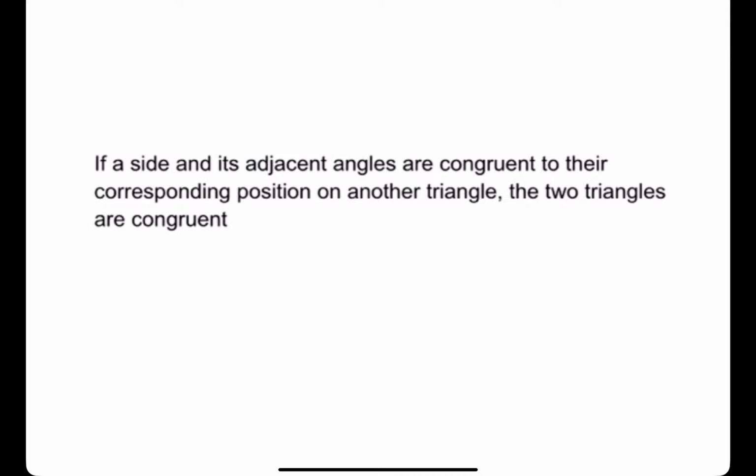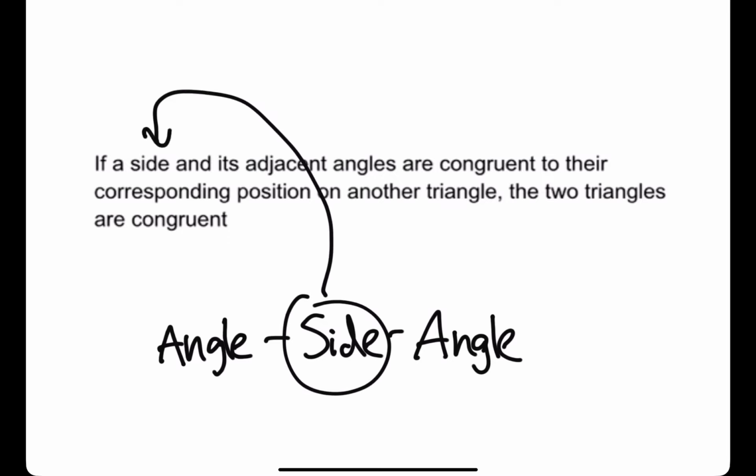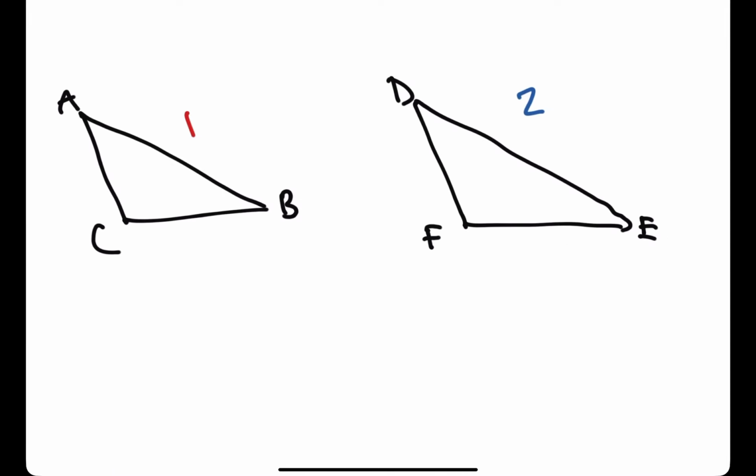So first, let's take a look at what ASA even stands for. ASA just stands for angle, side, angle. And this is also seen in the definition because you have one side, which is notated here, and then the two angles are right here. Let's take a look at what this means in the diagram.